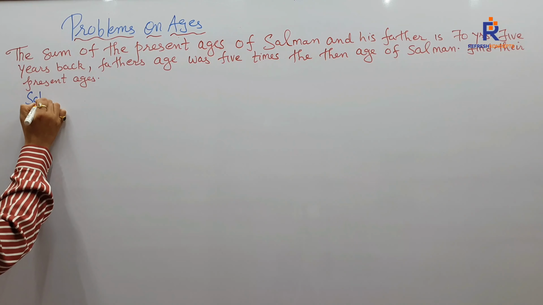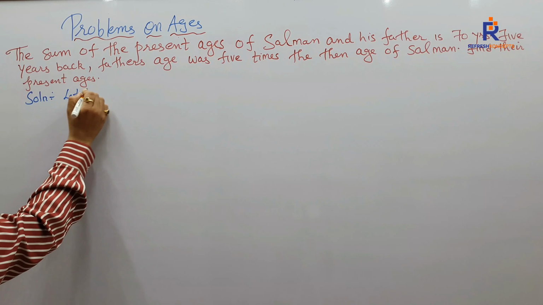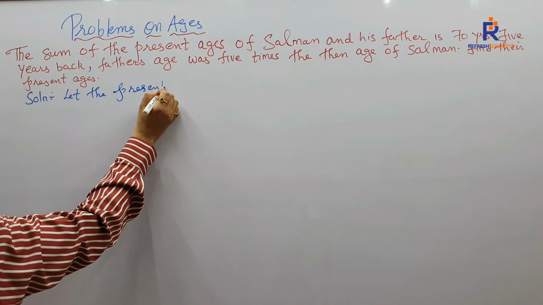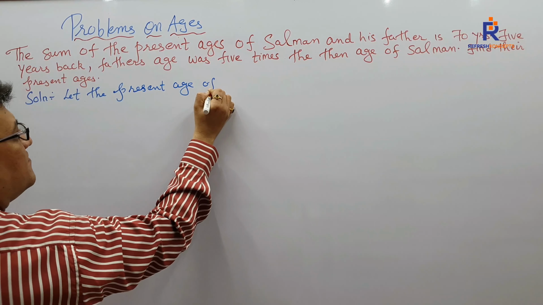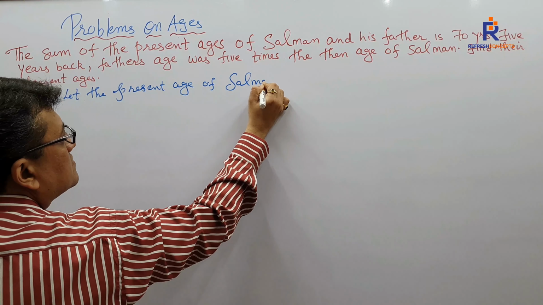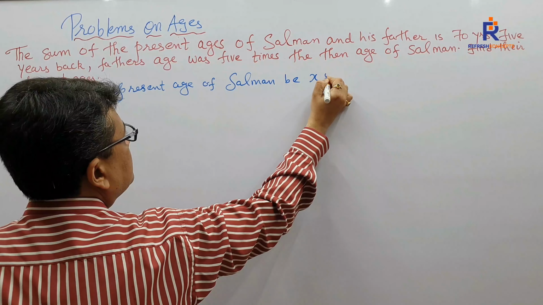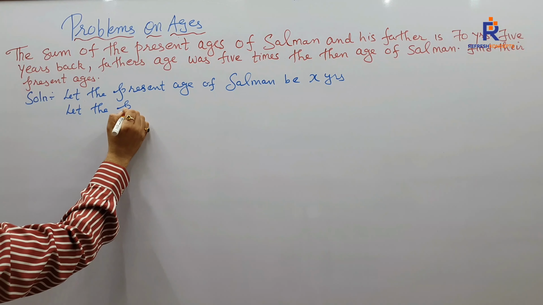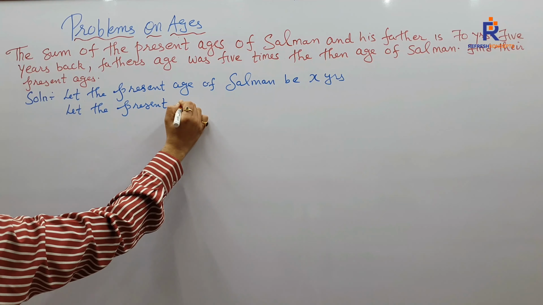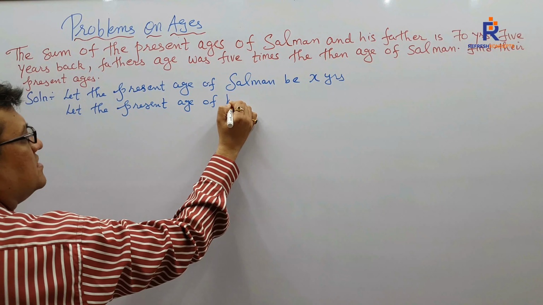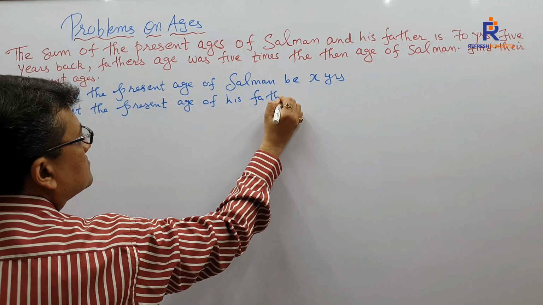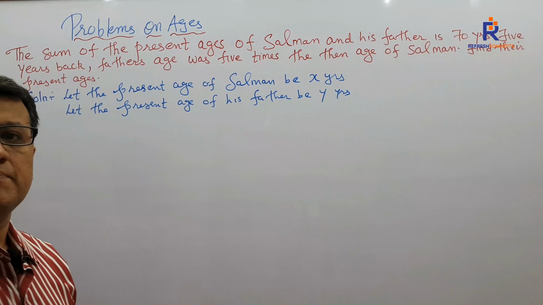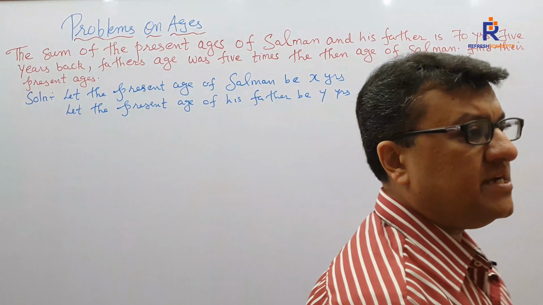Let the present age of Salman be X years and let the present age of his father be Y years. Present age of Salman be X and that of father be Y years.